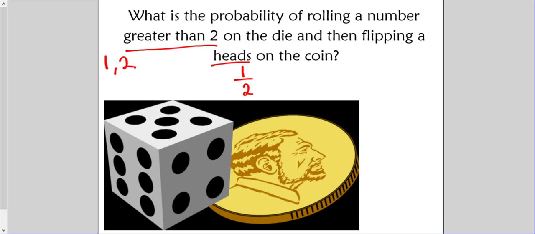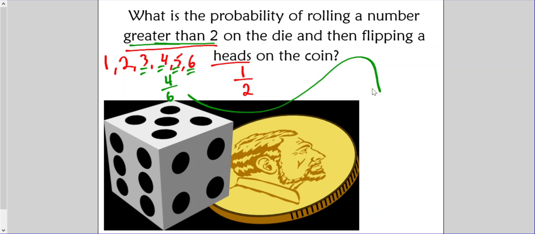I'm going to list these out again. 1, 2, 3, 4, 5, 6. Those are all the options on a die. The ones that are greater than 2 are 3, 4, 5, and 6, which is 4 out of the 6 options. I'm going to simplify that into 2 out of 3. I'm dividing by 2 on top and dividing by 2 on the bottom. 2 out of 3 times 1 out of 2. That's the chance that we get a heads.